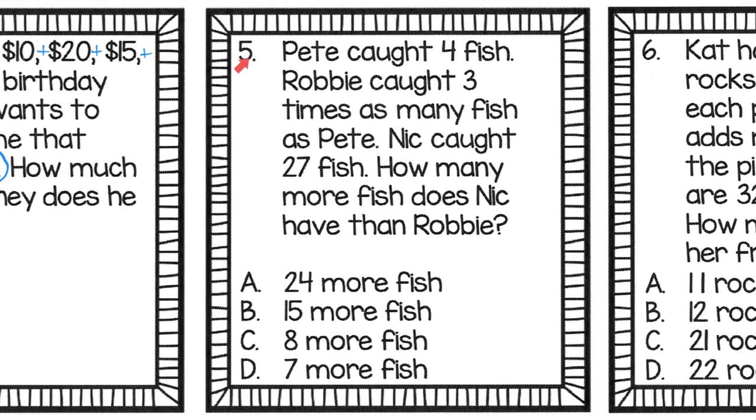After you finish 4, here's 5. Pete caught 4 fish. Robbie caught 3 times as many fish as Pete. Nick caught 27 fish. How many more fish does Nick have than Robbie? Ooh, how many more? That sounds like some subtraction. But it says first, we know that this is what Pete has, 4. We know how many he has. But Robbie caught 3 times as many as Pete. So I would probably multiply those numbers. Once you know the answer there, then you could do some subtracting to figure out how many more fish Nick has. Pause this video and then press play when you're ready for the next one.